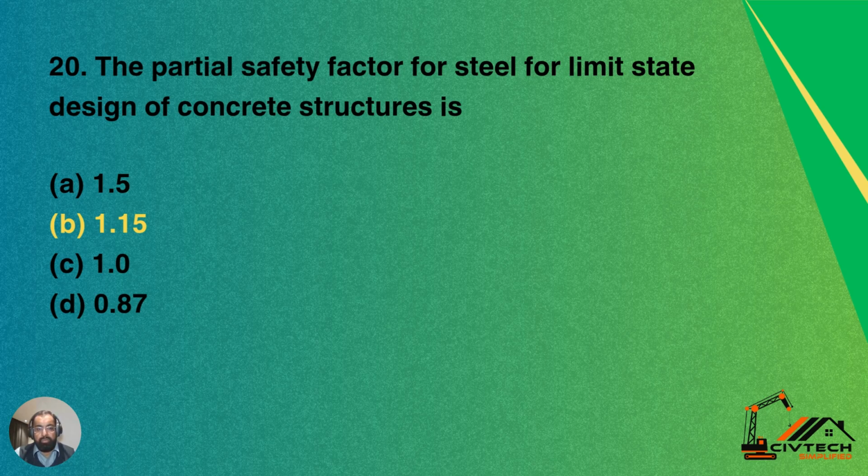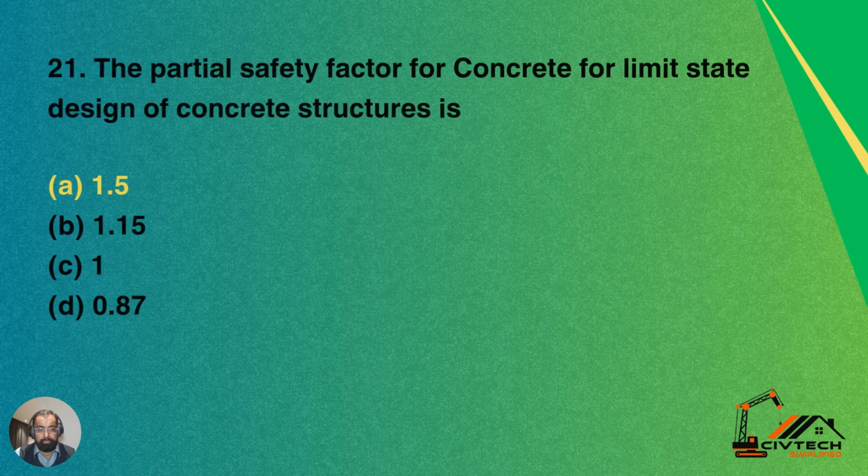Question 20. The partial safety factor for steel for limit state design of concrete structure is: option A, 1.5; option B, 1.15; option C, 1; option D, 0.87. So the partial safety factor for steel for limit state design is 1.15. B is the correct answer.